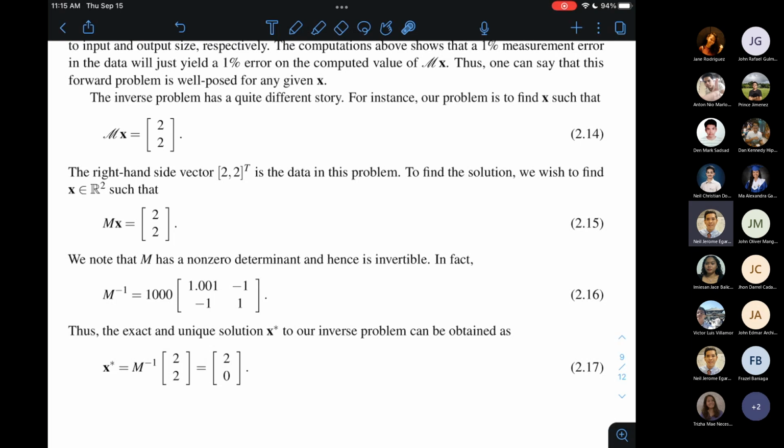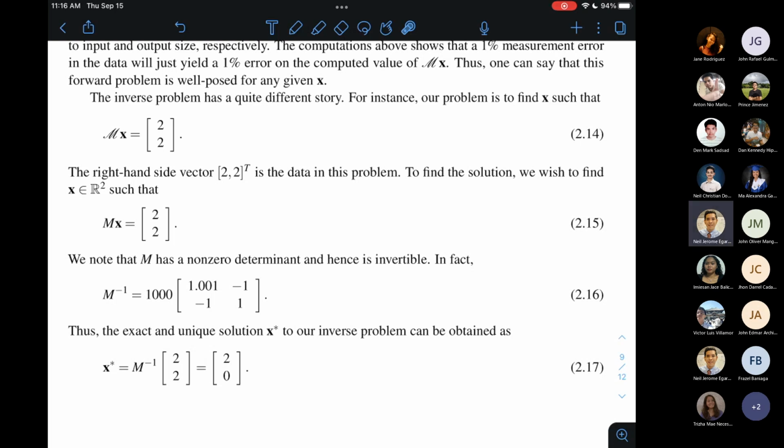Eto na yung gagawin niyo sa homework. Magpapakita ng ill posed. Now, yung matrix multiplication problem ay napakita natin to be well posed. Now, the inverse problem is a different story. Okay? So, makikita natin dito na kahit well posed yung forward problem, yung inverse problem ay pwedeng maging ill posed.